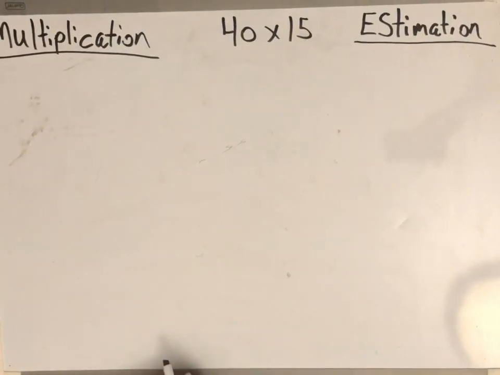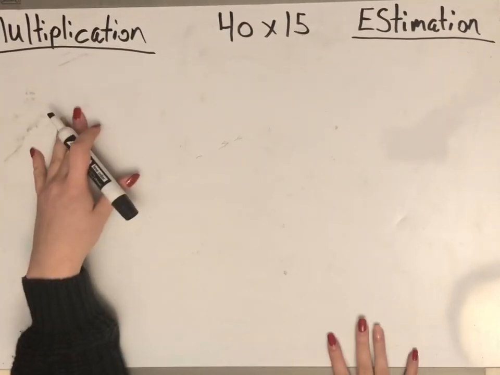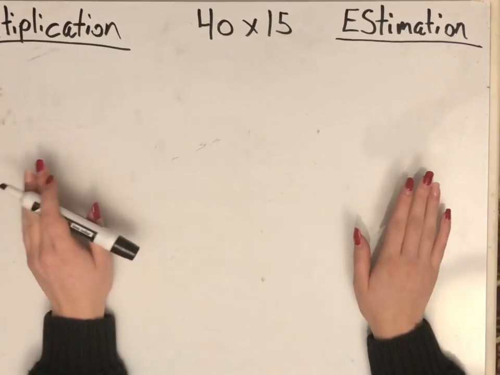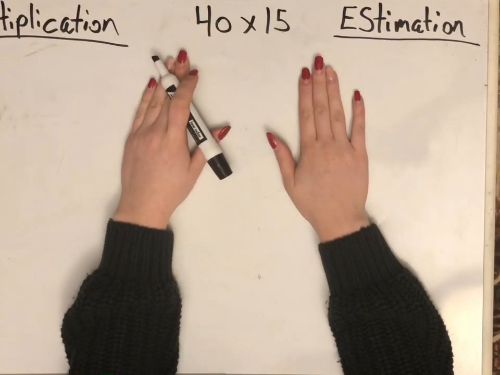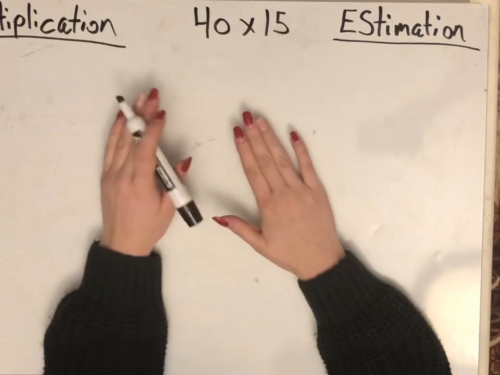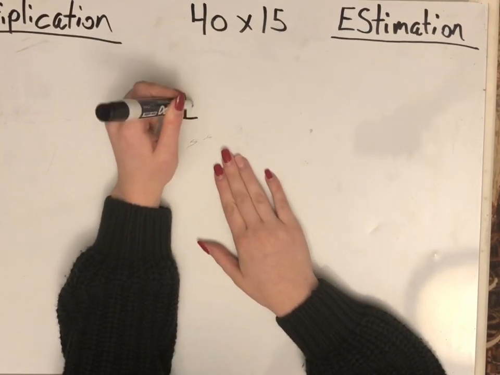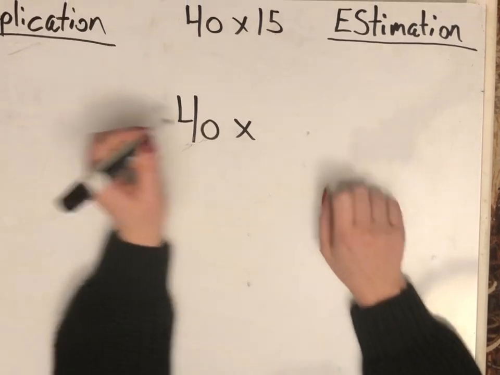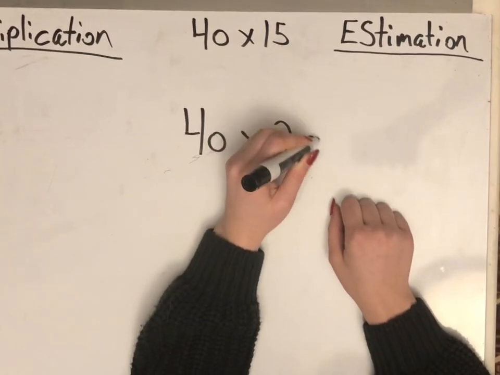Today I will be showing you different strategies for multiplication. We're going to start with estimation. I'm going to be using friendly numbers. My equation here is 40 times 15. I like 40, so I'm going to leave it as is. But I'm going to change my 15 to 20 because it's easier to work with.